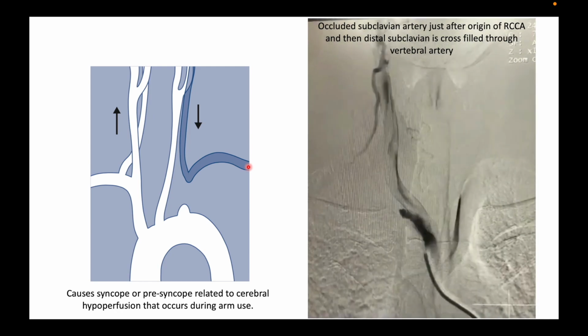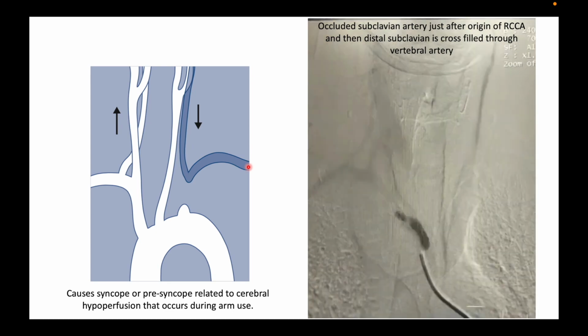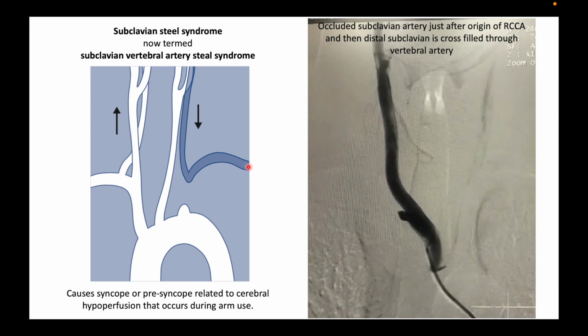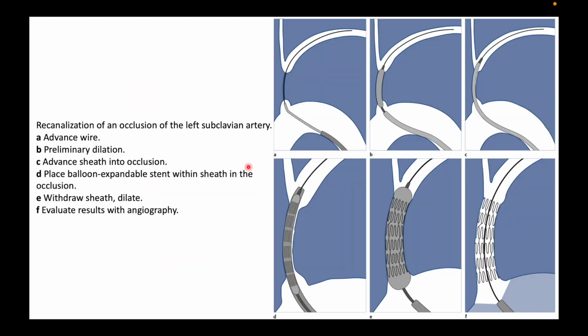This can cause syncope or presyncope related to cerebral hypoperfusion that occurs during arm use. So again, subclavian steal syndrome, now termed subclavian vertebral artery steal syndrome. Now, what do you do exactly?